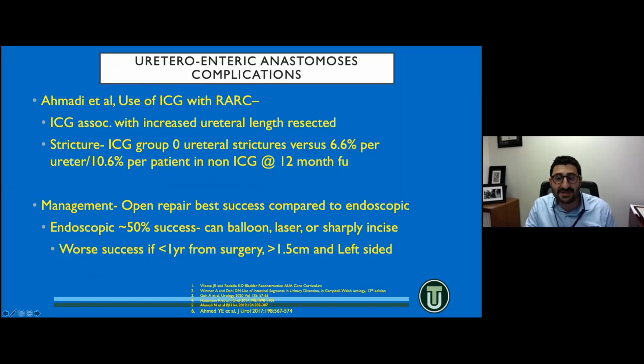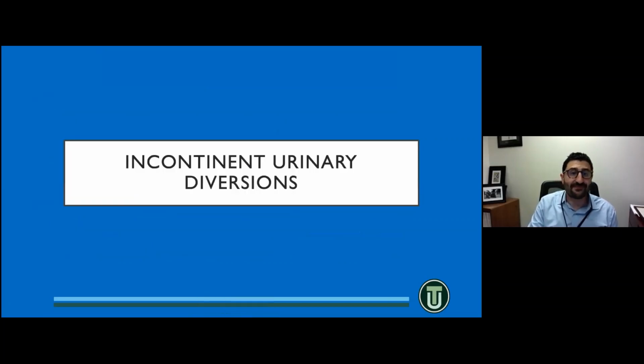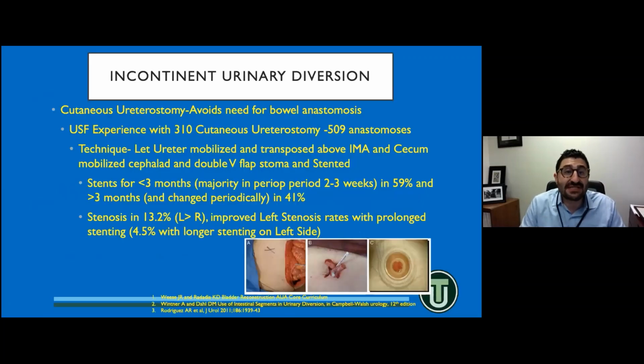In terms of management, it's kind of beyond the scope of this lecture, but endoscopic management tends to not provide long-term durable results. You can try a balloon or a laser or sharply incise, but typically the highest success rates are with open revision. There's worse success if you're shorter time from surgery or if you have a longer stricture. So just to go over the different urinary diversion types.